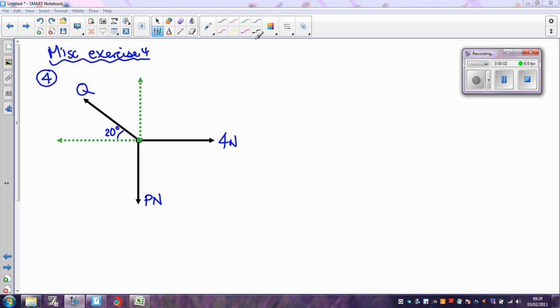We're told here that our particle is under the influence of three different forces, and we're told that the particle is in equilibrium. In other words, the forces acting to the right should equal the forces acting to the left. Forces acting upwards should equal the forces acting downwards.